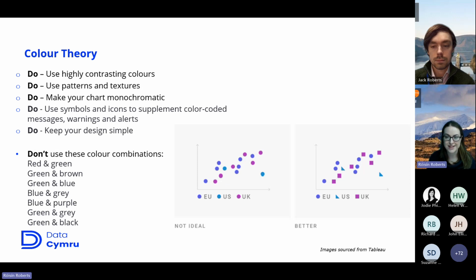So some do's and don'ts. Do use highly contrasting colours that aren't red and green. Do use patterns and textures, because colour blindness doesn't impact the ability to distinguish between different shades. You can consider making your charts monochromatic, and that just means using one hue. Using a restricted colour palette will naturally mean that there are fewer problematic colours or colour combinations.